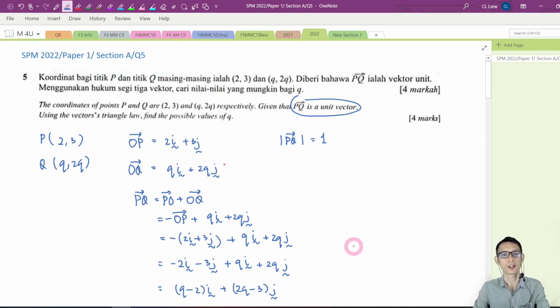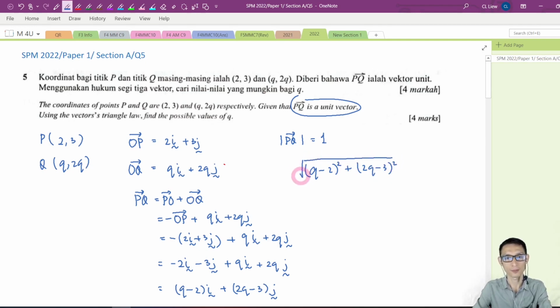j. Okay, since we know that the magnitude of this vector PQ is equal to 1, so that means the square root of (q minus 2) square plus (2q minus 3) square is equal to 1. So this is the magnitude of this vector PQ. So we square both sides. But 1 you square is still the same, still 1. So here we just copy first. So 1 square you will still get 1.